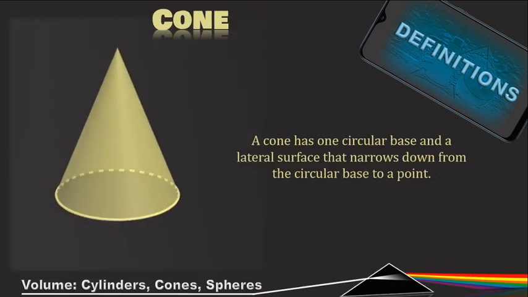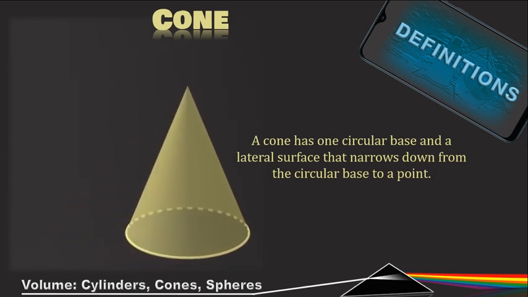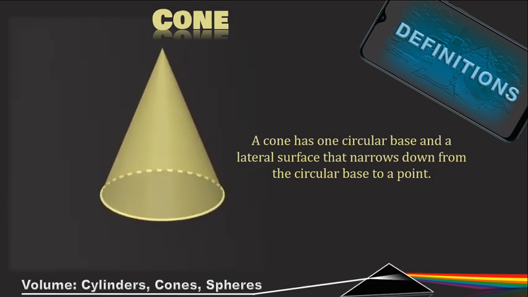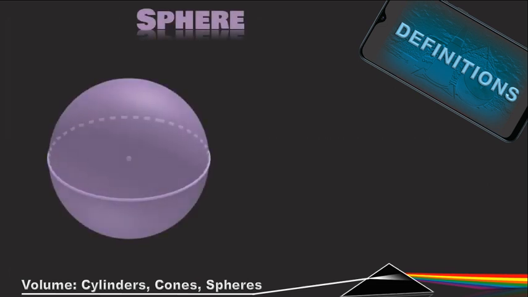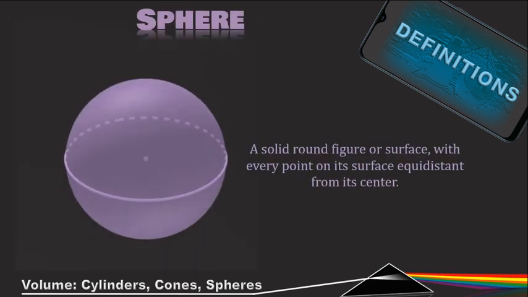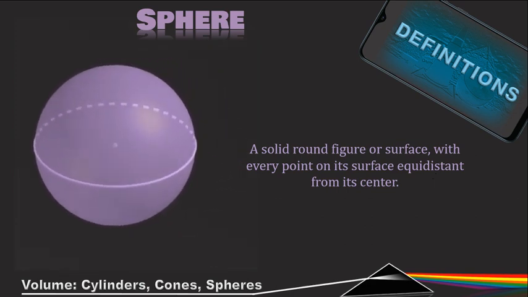Then for the cone, a cone has one circular base and a lateral surface that narrows down from the circular base to a point. And then finally a sphere, which is basically a ball, is a solid round figure or surface with every point on its surface equidistant from its center.